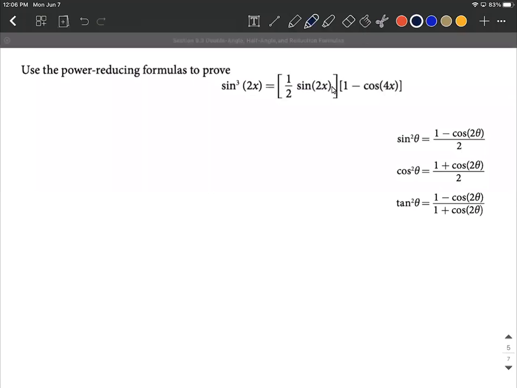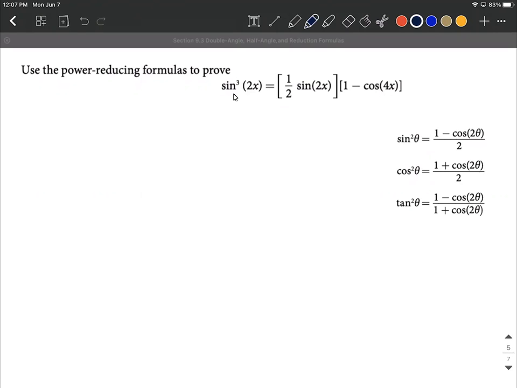Okay, we want to verify an identity here, and we're told to use the power reducing formulas to do so. So in this case, we have sine cubed of 2x equals 1/2 sine of 2x multiplied by the quantity 1 minus cosine of 4x. So to do this, I've gone ahead and listed out our power reducing formulas over on the right-hand side. I'm going to start with the left-hand side this time.